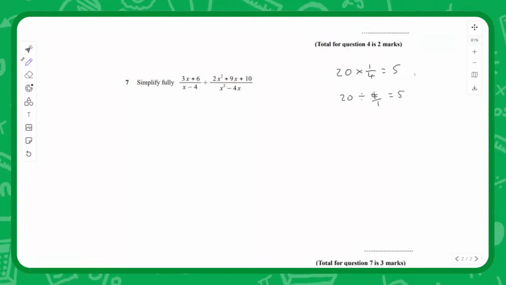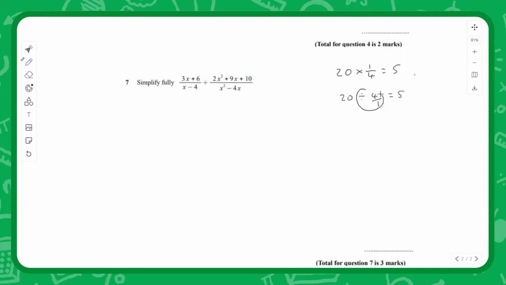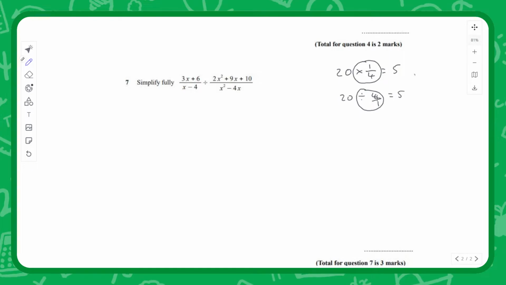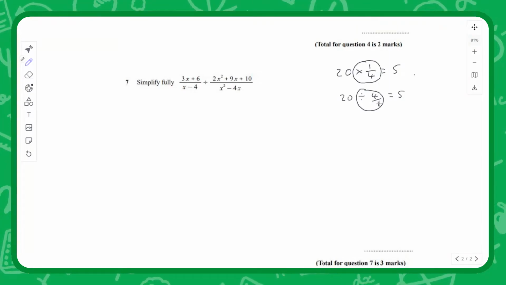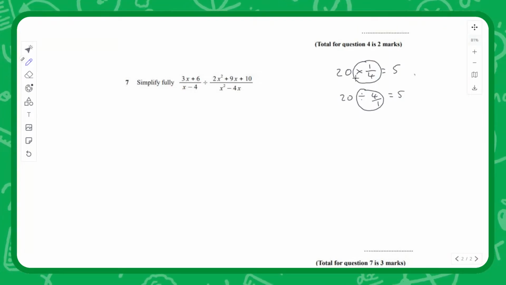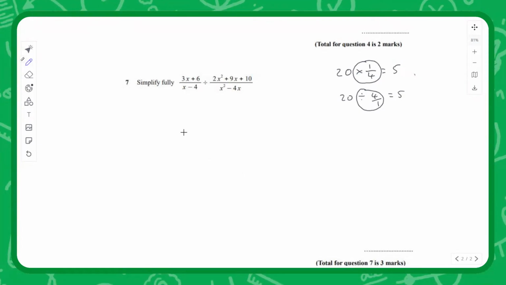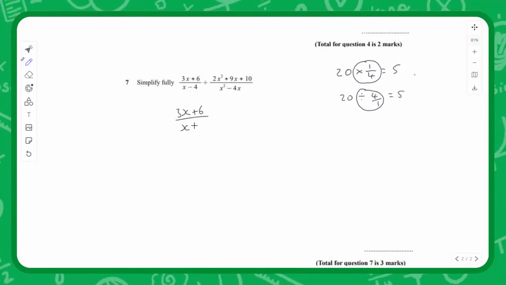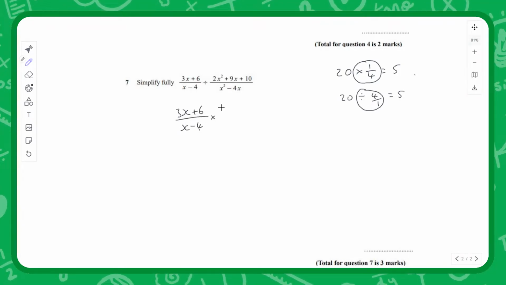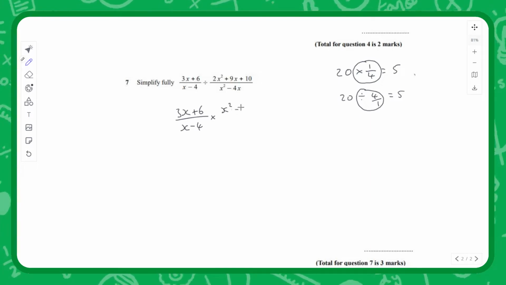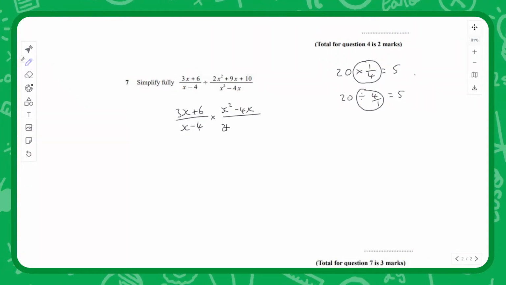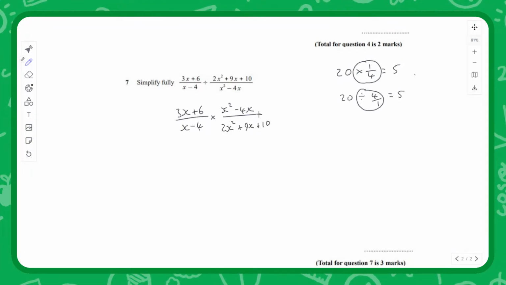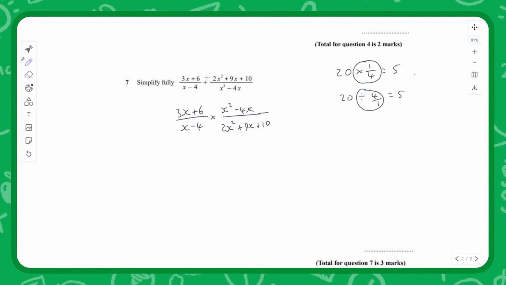And what we see here is I can either divide by 4 over 1, or I can multiply by the flip, or the reciprocal, of that fraction, right? I can flip the top and the bottom and turn it into a times question instead. So I'm going to do that here. I'm going to turn this question into a times question. So it's going to be times x squared minus 4x over 2x squared plus 9x plus 10. So I've just flipped the top and the bottom and put a times in instead of a divide.